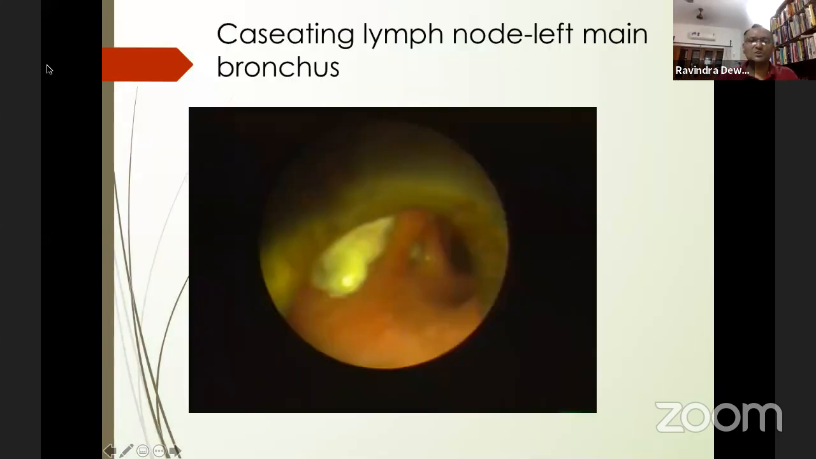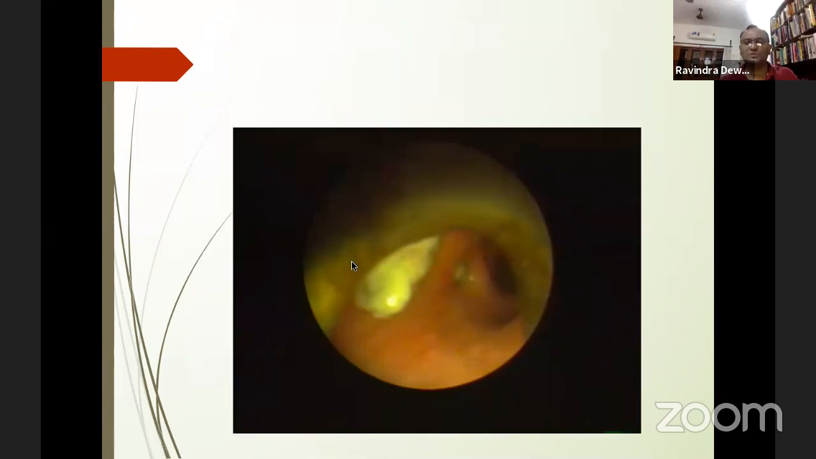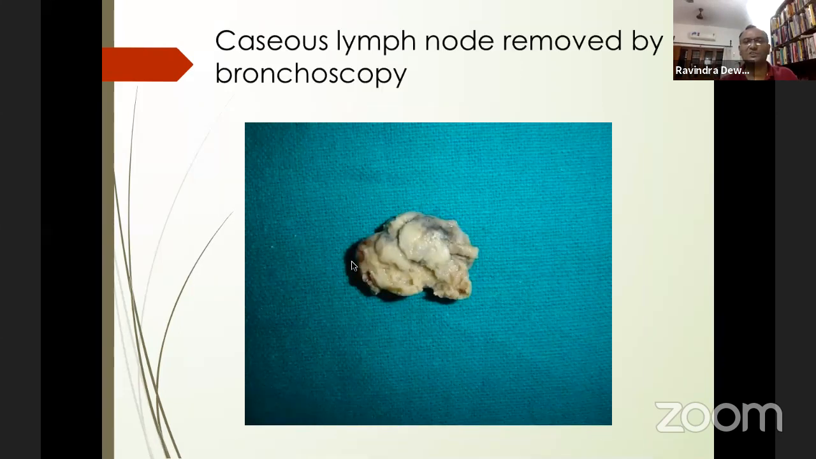Now, just to show an example, this is a patient who presented with a left opaque hemithorax. While doing bronchoscopy, we could see a caseating lymph node projecting from the left main bronchus. Otherwise, we could not have diagnosed it. Sputum smear was negative. Once we took a biopsy, or tried to remove this lymph node bronchoscopically, tuberculosis could be diagnosed. This was the caseous lymph node which was removed at bronchoscopy.